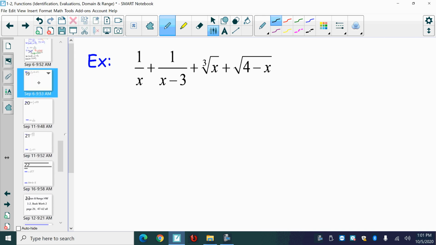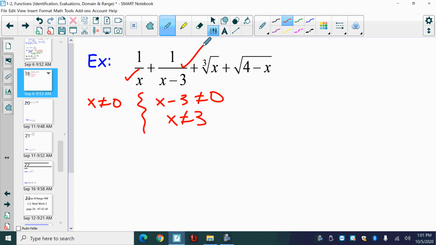Okay, let's keep going. It looks like it gets harder and harder and harder, but it really doesn't. We're just going to keep asking the same questions over again. So step 1, do you see a fraction? Yep. My first fraction is x cannot be 0. That one's that one. Then I'm going to have x minus 3 cannot be 0, so x cannot be positive 3. That takes care of that one.